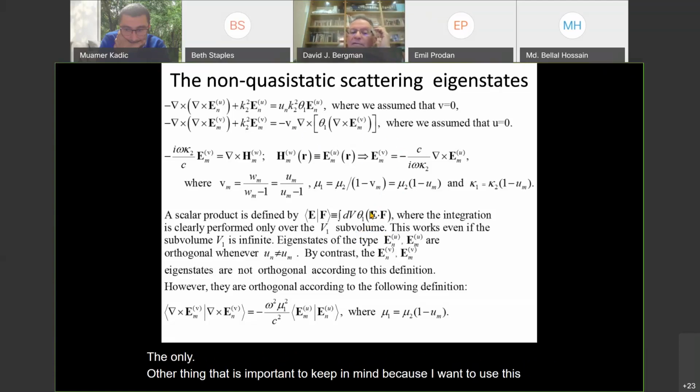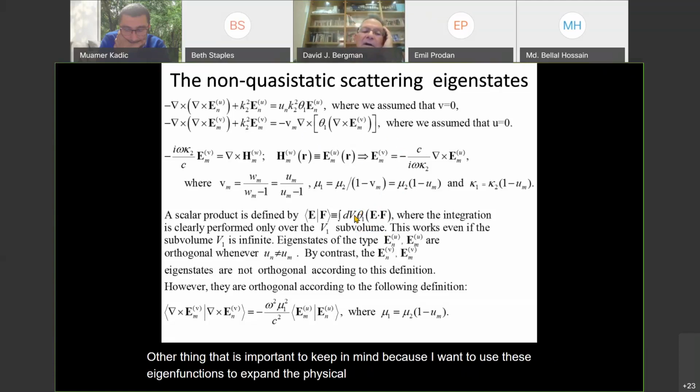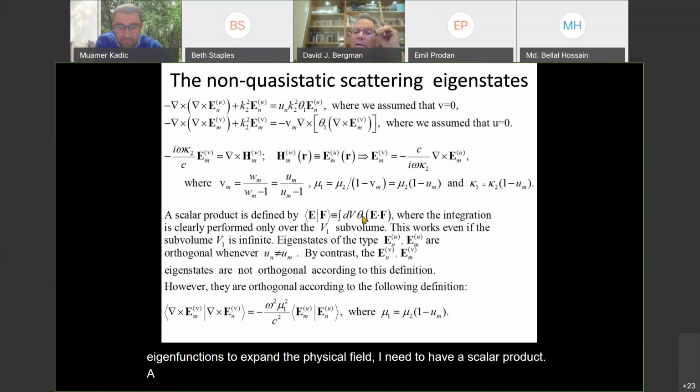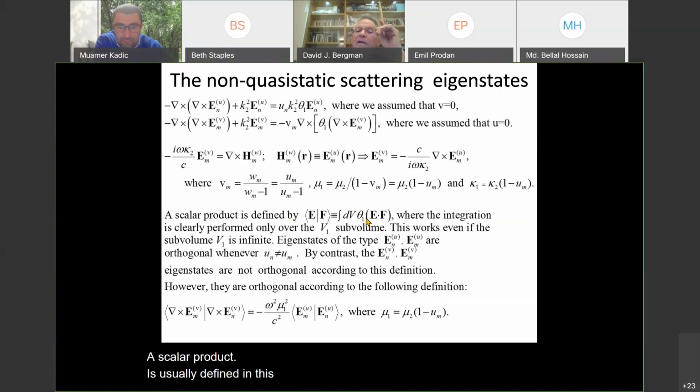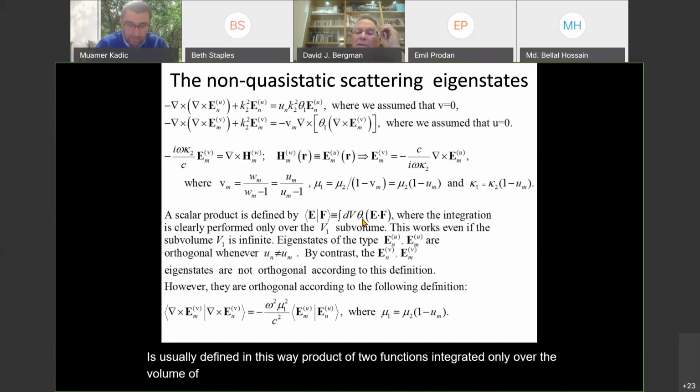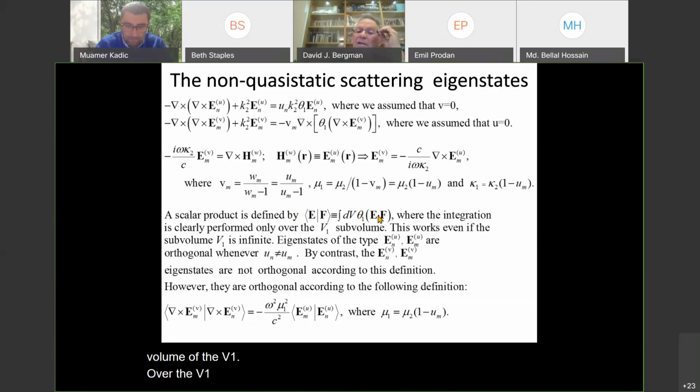The only other thing that is important to keep in mind, because I want to use these eigenfunctions to expand the physical field, is that I need to have a scalar product. The scalar product is usually defined in this way: a product of two functions integrated only over the V1 subvolume. And this is a scalar product without complex conjugation. And this works even if the subvolume is infinite.